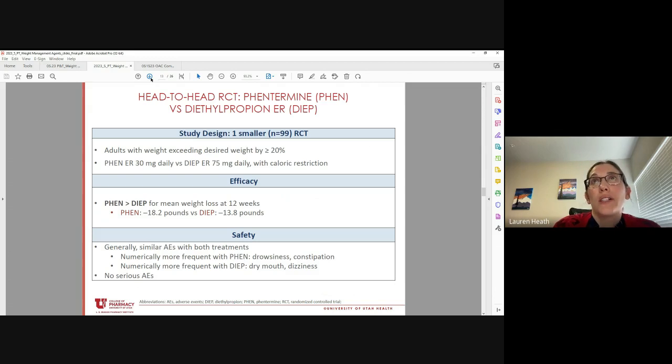Phentermine was superior to diethylpropion for weight loss at 12 weeks. The side effect profile was relatively similar between agents, with some side effects occurring numerically more frequently with each agent, as shown on this slide. No serious adverse events were reported. Next slide, please.